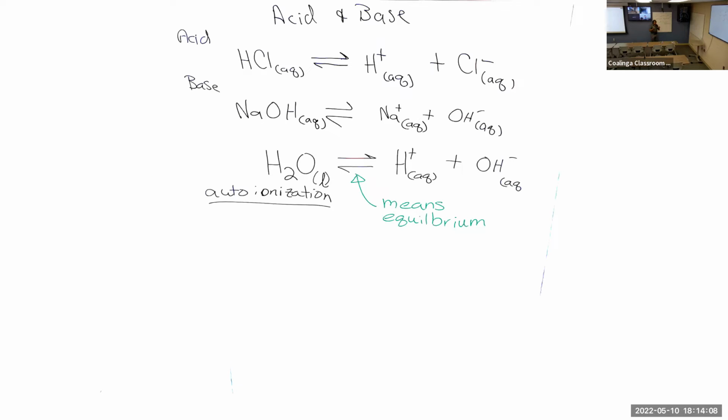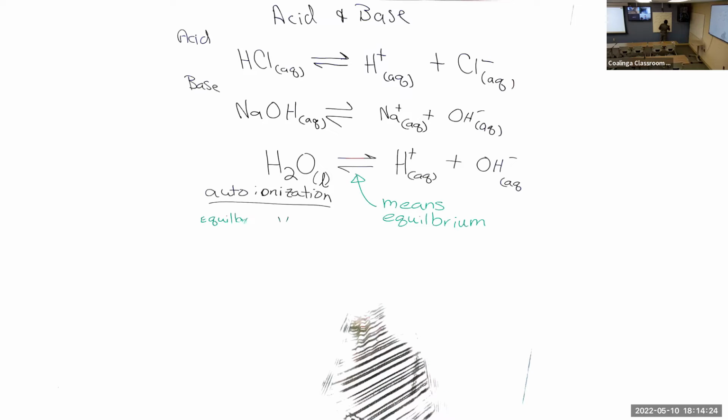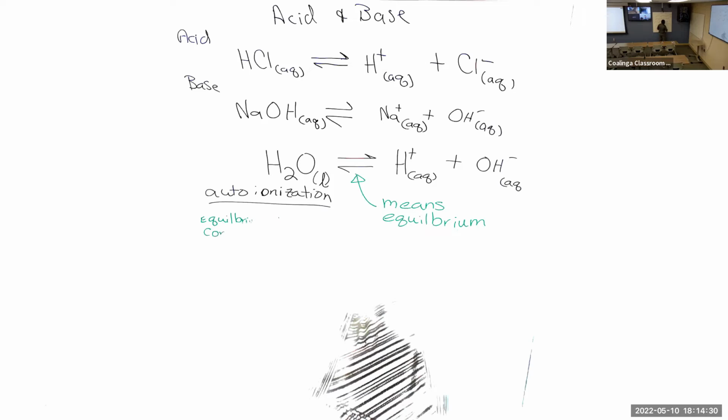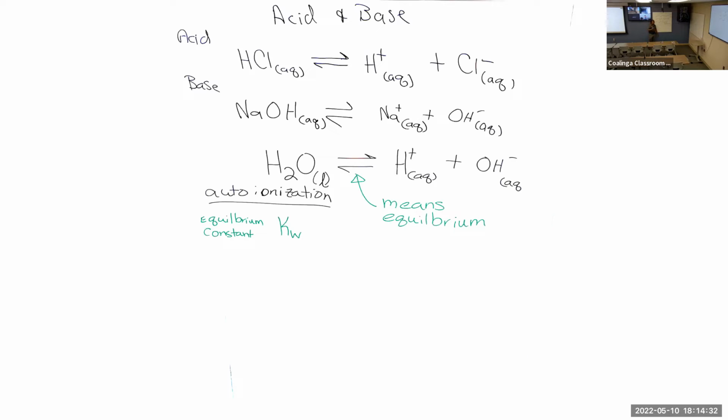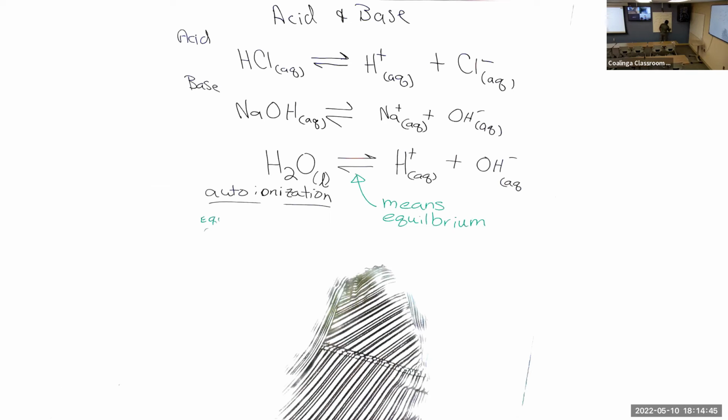Now, what it means mathematically is there's this constant called, in this case, Kw, or the equilibrium constant for water. And when you're talking about the equilibrium constant, the only things that are going to affect it are things that are aqueous and gases.